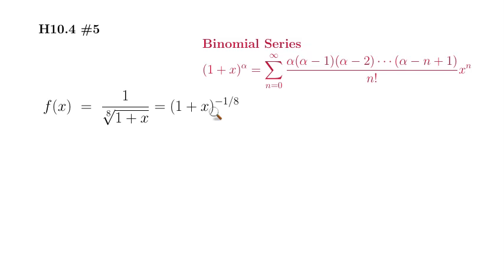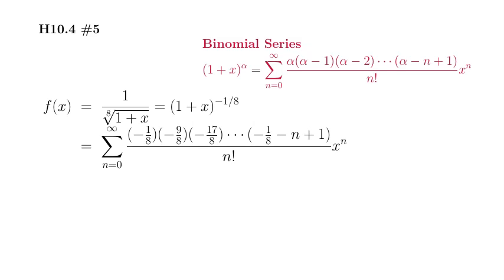All right, so we're going to apply this binomial series formula here. So we should get something like that. Just applying it, in this case, alpha is negative 1/8. Then applying the binomial series, you're going to get that. Then we just need to simplify a little bit.